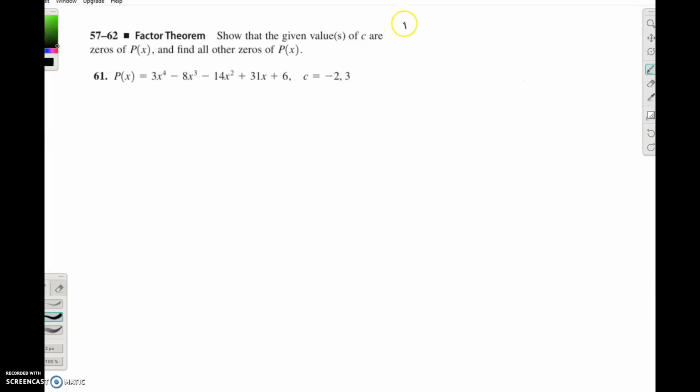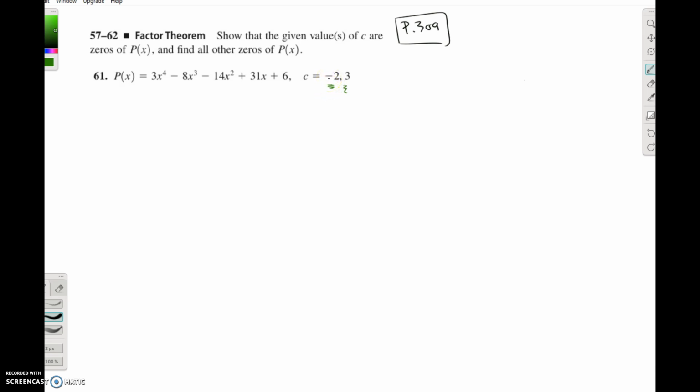Alright, this is page 309, number 61. Question says, show that the given values of C are zeros of the polynomial and find the other zeros. So basically they're telling me that these are two zeros of the polynomial. Because this is a fourth degree polynomial, it should have 4 zeros, so asking us to find the other two. So we need to use the fact that these are zeros.